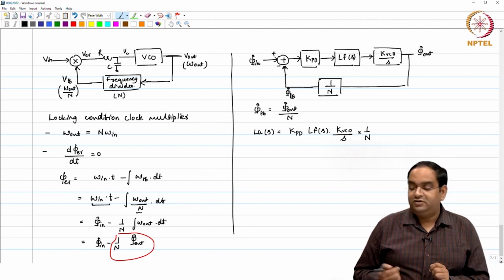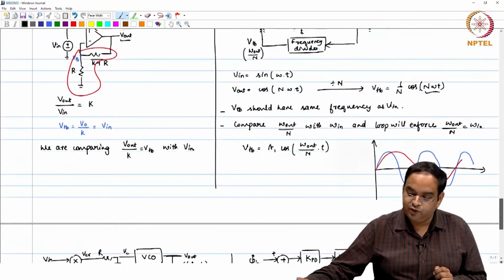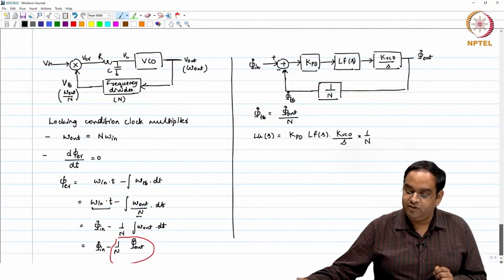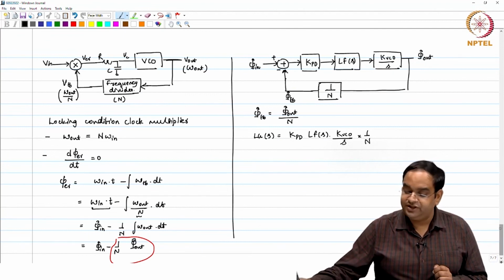So, we will implement clock multiplier in this course, and we will go into detail of each block from the next session. Thank you.